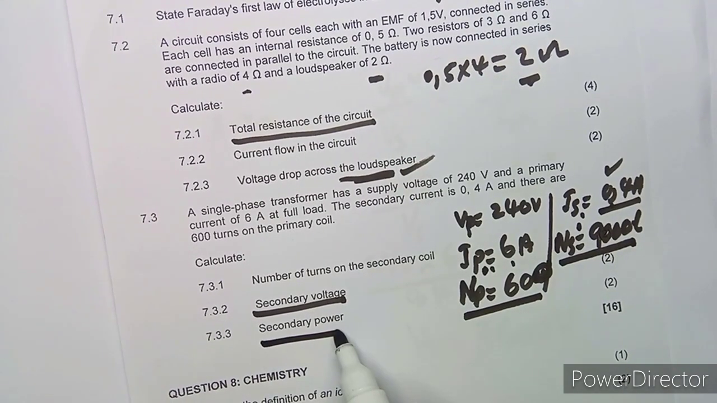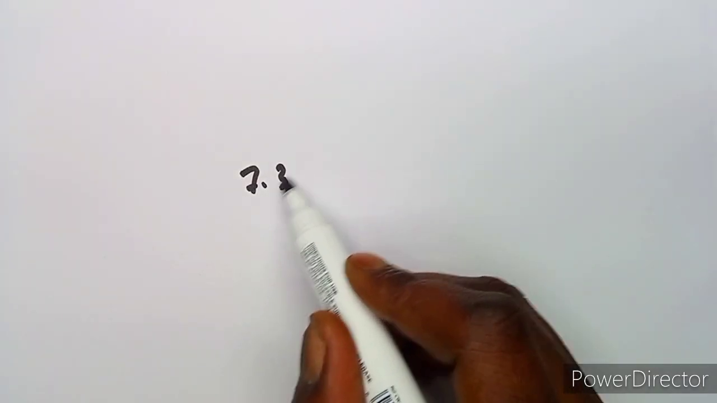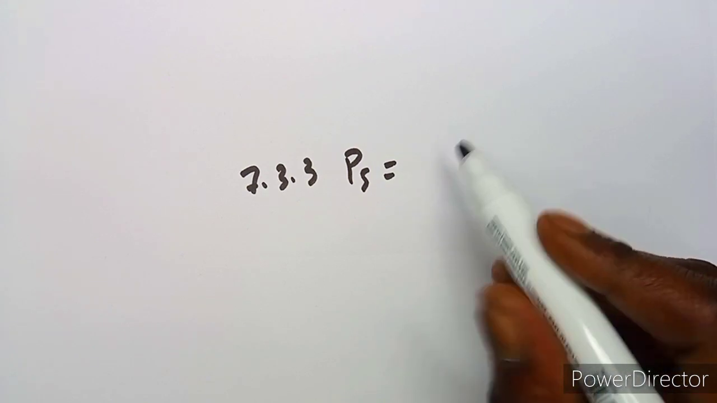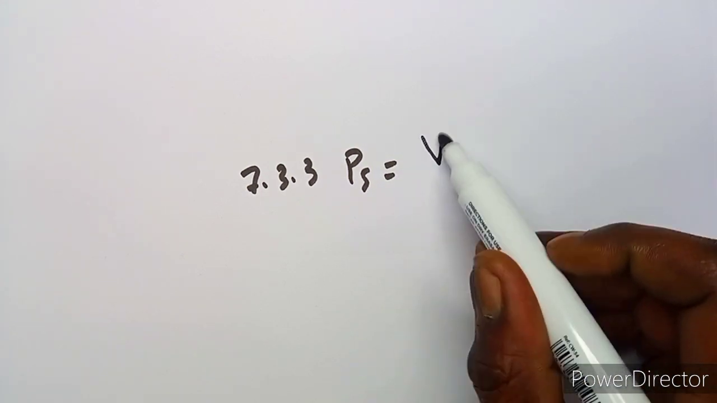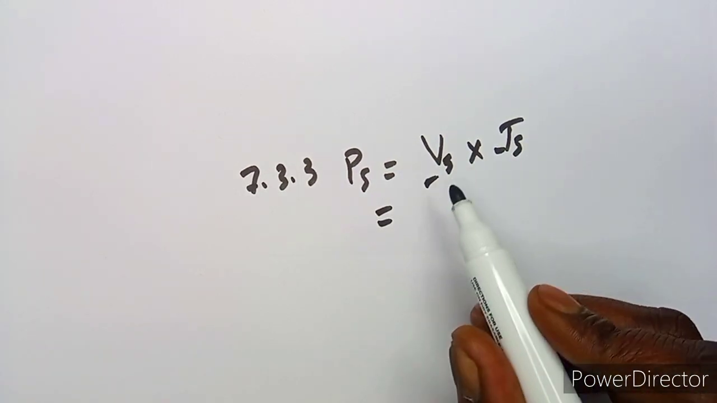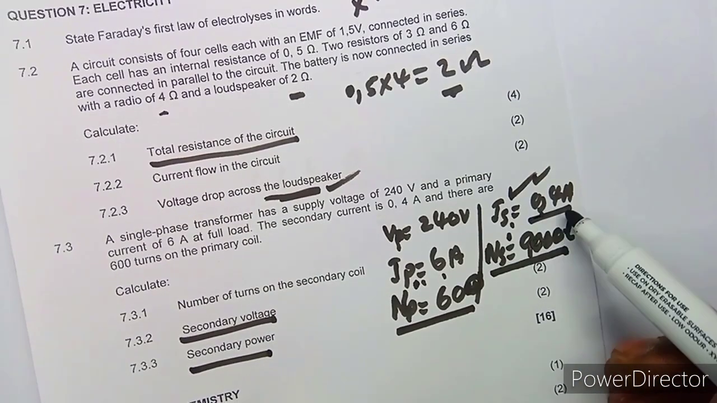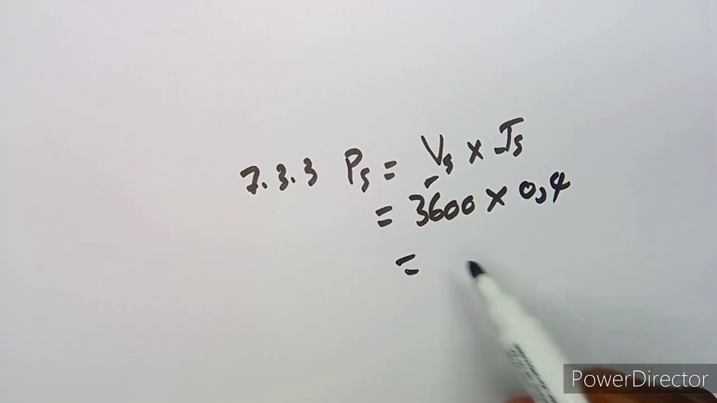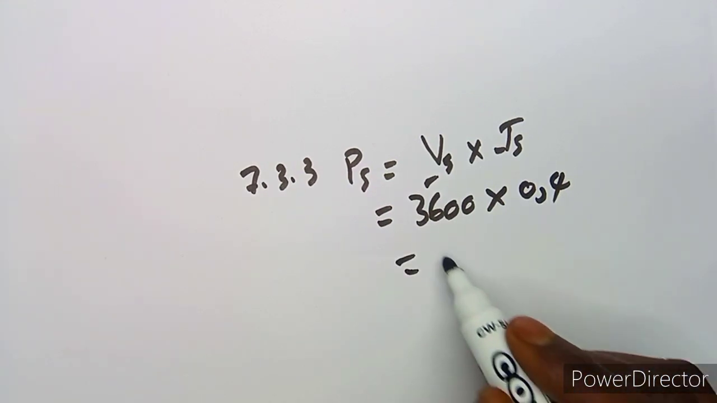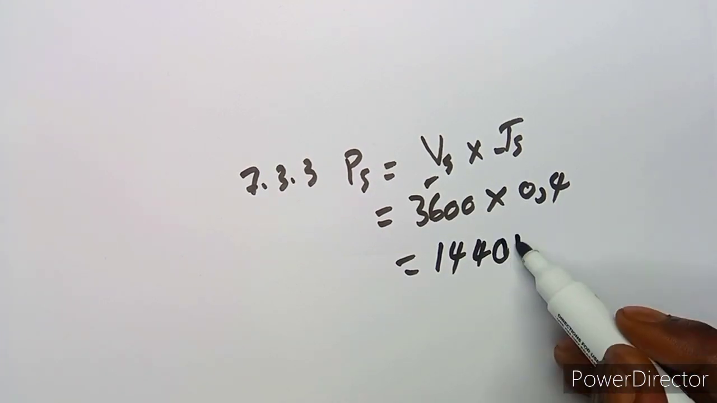And what about the secondary power? We have got the voltage and the current, so you can simply multiply. We just determined the voltage now, which means our secondary power is simply the voltage times current. Remember, VI, voltage times current. So the voltage we just calculated, which was 3600, times the current on the secondary, which is 0.4. You just combine these two, which gives us 1440 watts. And this is power.